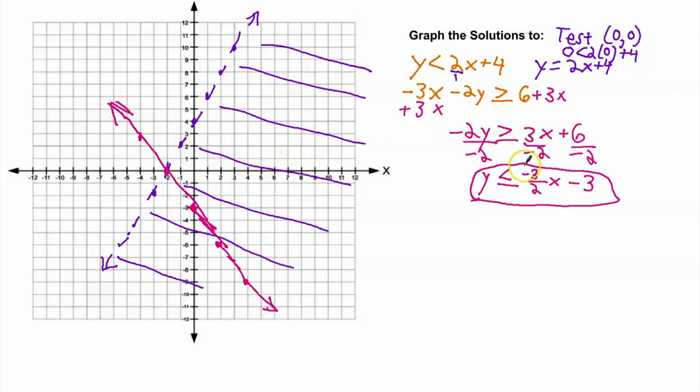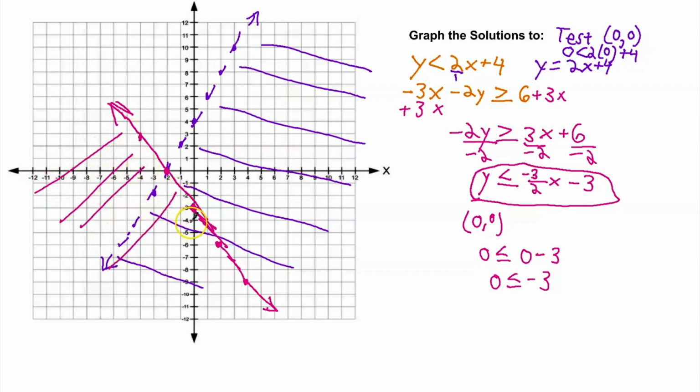Now, how do we shade? It's less than or equal to, so we're going to go below this line. You could also do a test point of 0, 0 and see if it works. If I plug in 0, 0, I get 0 less than or equal to negative 3 halves times 0, which is 0, minus 3. Is 0 less than or equal to negative 3? No! So 0, 0 is not where we shade. So we shade on the other side here.